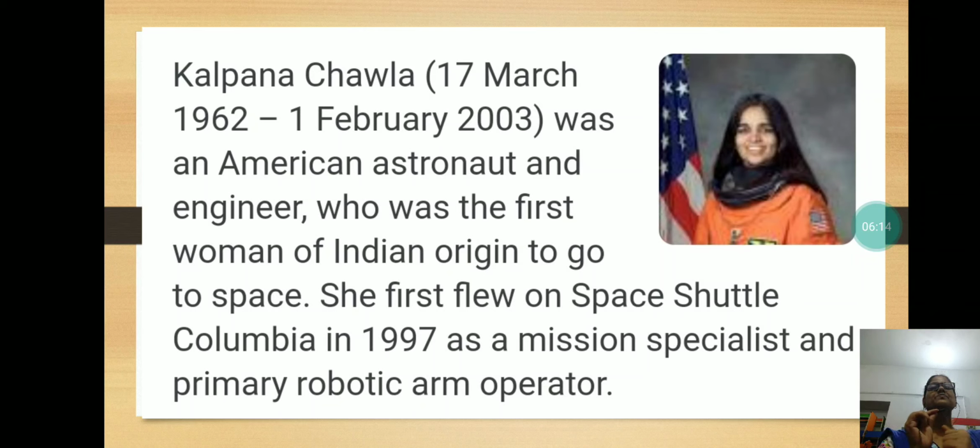Kalpana Chawla. She is the first Indian born female to go into the space. Actually, she was in the troop of American astronauts and engineer, but her origin is India. She flew on Space Shuttle Columbia in 1997 as a mission specialist and primary robotic arm operator. This is the picture of Kalpana Chawla.